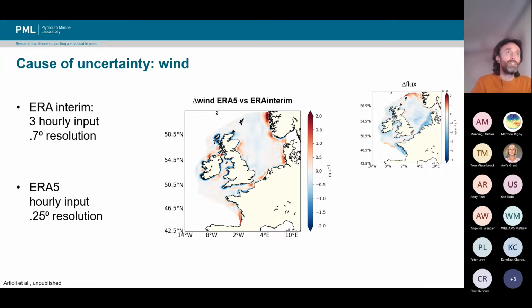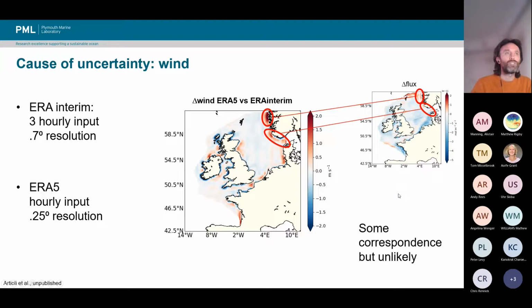And the map in the center shows the average difference between the ERA 5 and ERA interim wind. As you can see, there are some areas that show similarity with the difference in flux that you see in the small map on the top right. But in total, we can't really say that there is a real correspondence between the two maps in general. So the wind might be a component, but it's definitely not the major one.